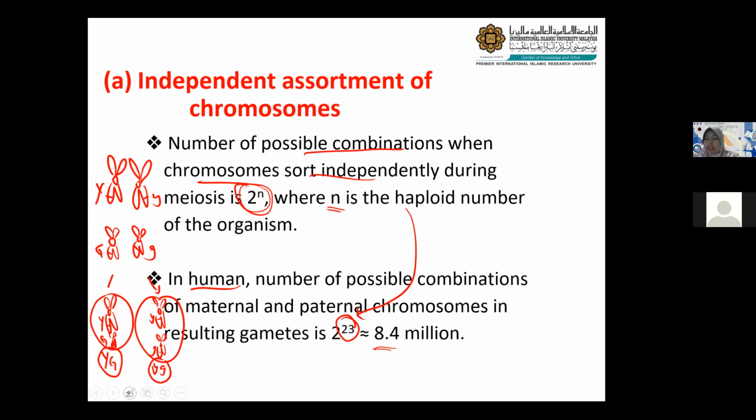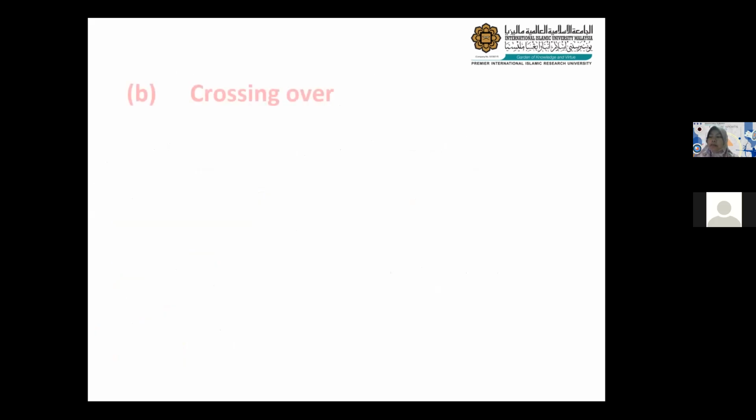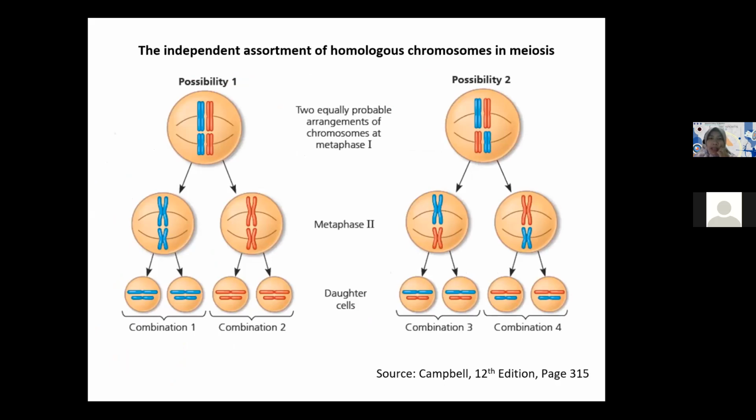But when independent assortment takes place, remember, this chromosome can sit here, and that one can sit here. So due to that, you might have another two different combinations of gamete, which are capital Y, small g, and also small y, capital G. Right? So this is what we call independent assortment. This only involves two homologous chromosomes. Just imagine we have 23 pairs of chromosomes. So the possible combination of gamete is 8.4 million. Okay, so this is what I mentioned just now, independent assortment of homologs in meiosis.